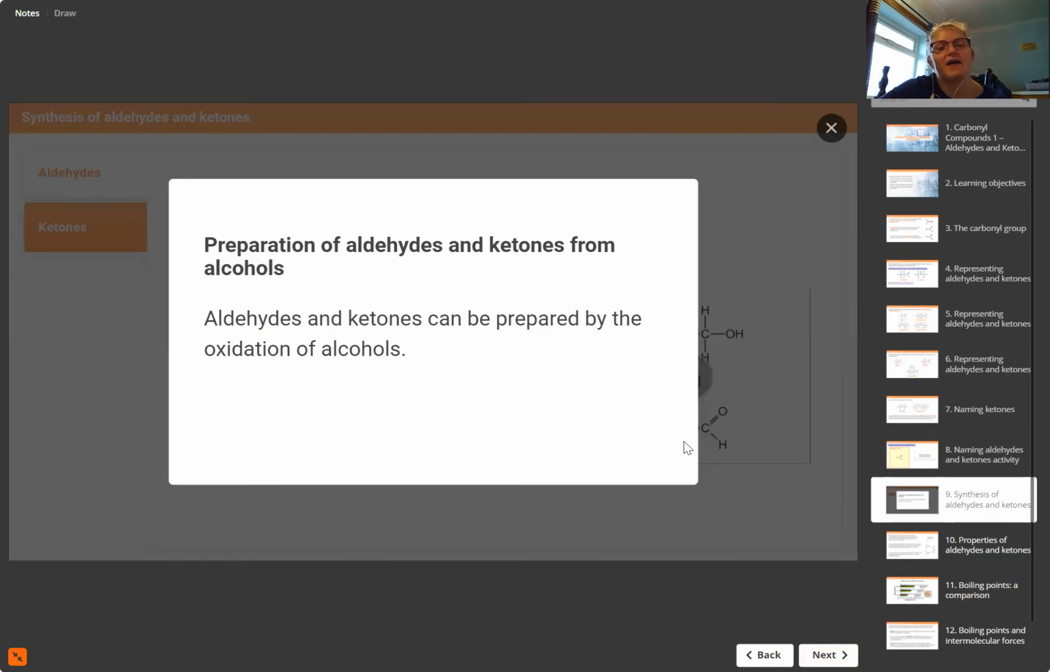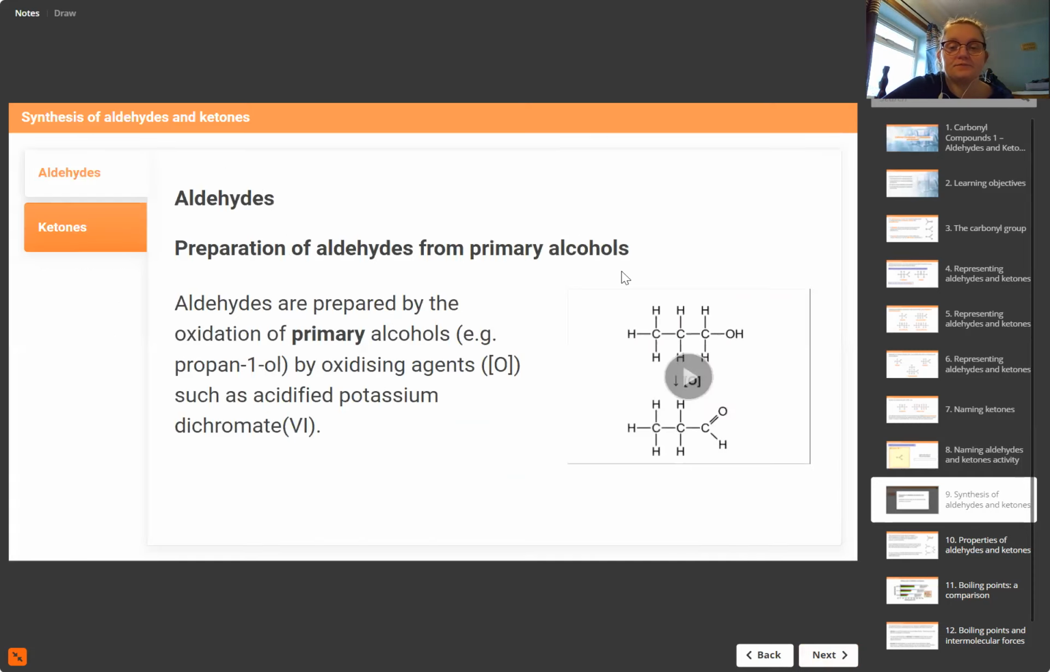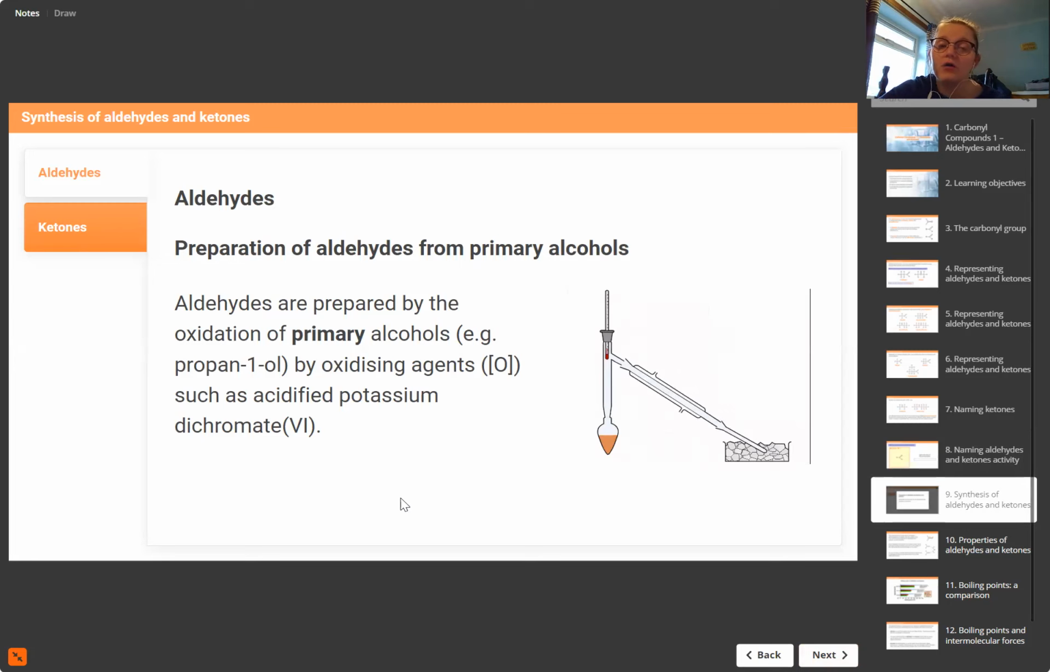So preparations of aldehydes and ketones from alcohols. So we can make aldehydes and ketones from alcohols, which we have discussed in the past, but we'll do a quick recap again of that now. So aldehydes are prepared by oxidation of primary alcohols. Remembering what primary alcohols are, it's those ones with just one R group attached. So an example of a primary alcohol would be something like propan-1-ol. So that functional group for the alcohol will be off the first carbon.